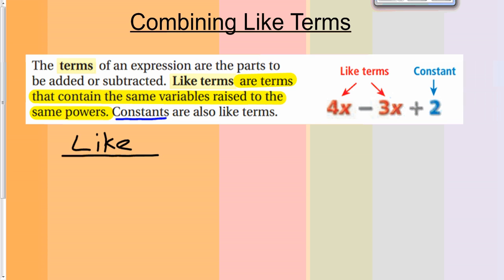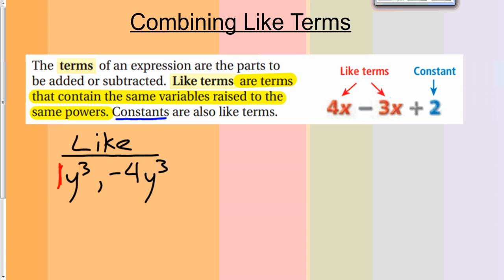Like terms would be, let's see, y to the third and negative 4y to the third. Those are like because they have the same variable and they have the same power that they are raised to, the third power. One thing to point out, if you do not see a number in front of a y to the third, you can assume that there is a 1 there.